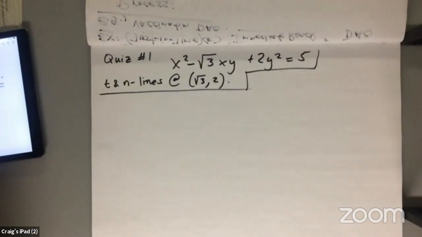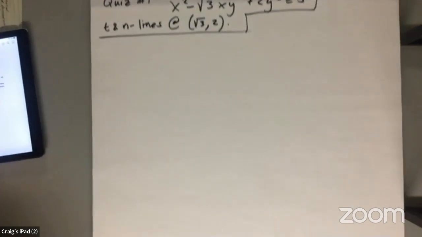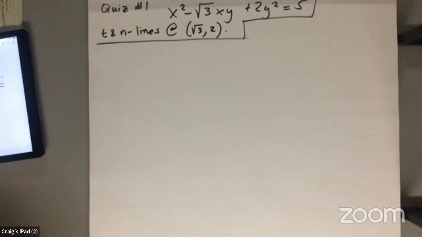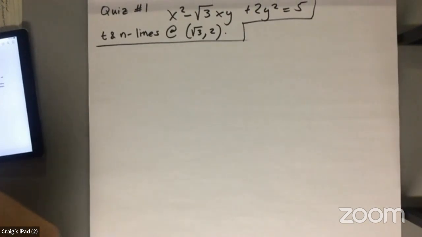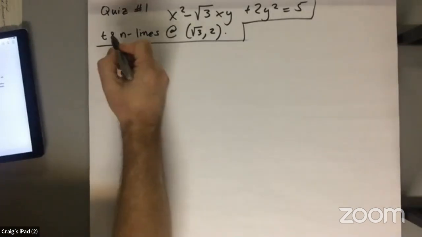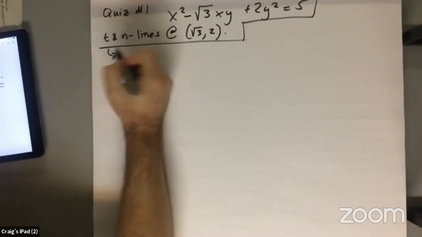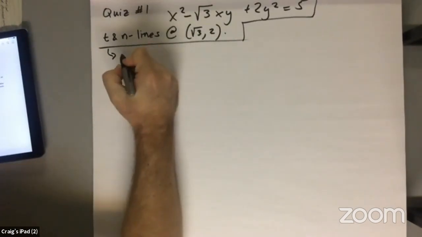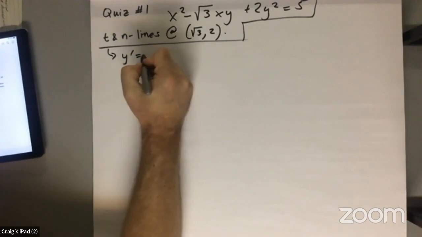Now let me move back to the screen so I can see what I'm looking at. And so if you want to see this best, I really recommend maximizing the screen. Then I can write a little smaller and you can still see it well. So now we have this implicit differentiation. I want to find the tangent and normal lines. So I'm really looking for what is y prime. That's the slope.